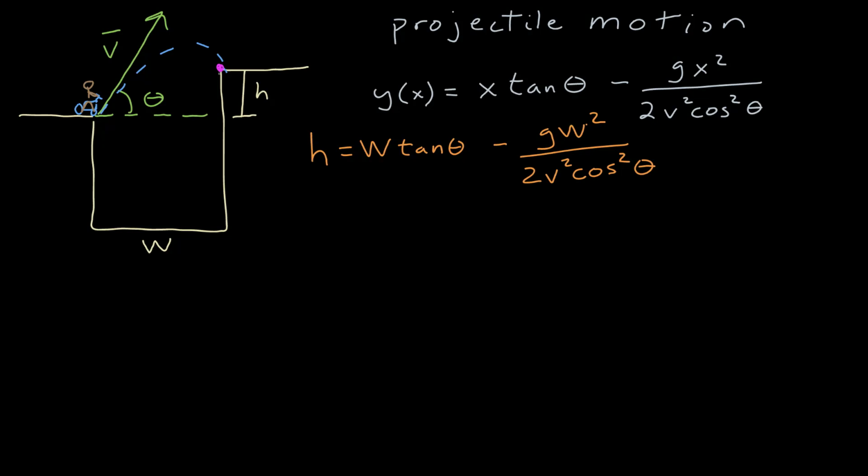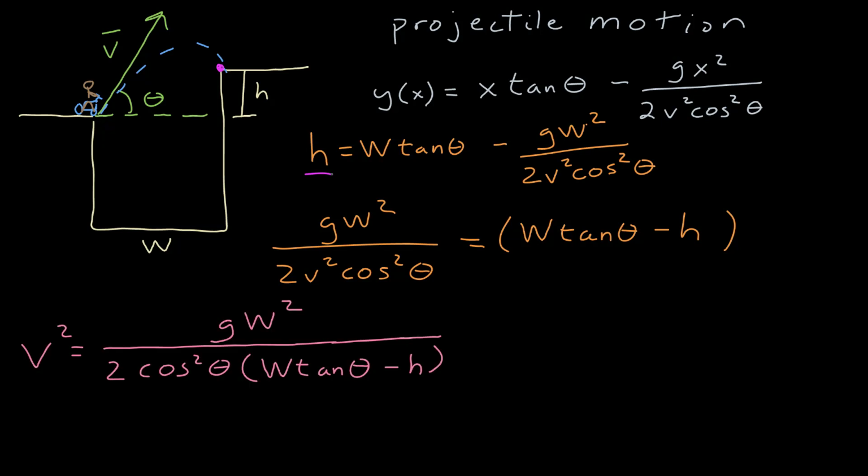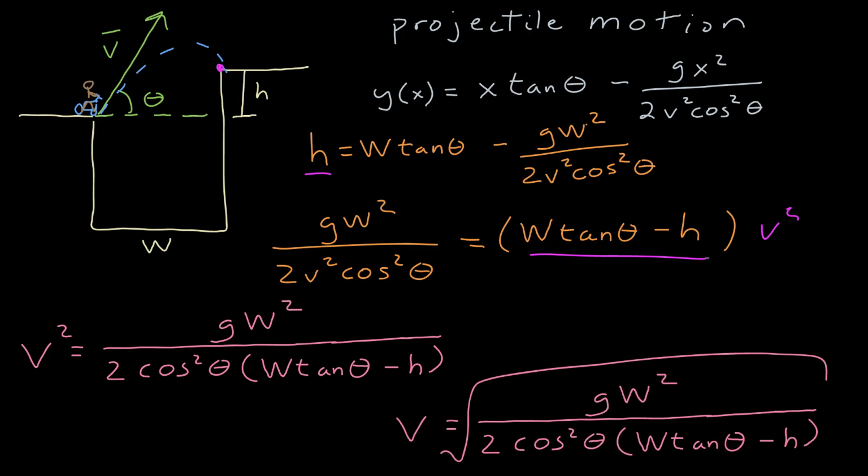To do that, I bring that term with the velocity on the other side, so it's positive, bring the h on the other side, and it's negative. Now multiply both sides by velocity squared, which brings it over here on the numerator, then divide both sides by this expression, and so now I get an expression for v squared, take the square root, and I'm done.